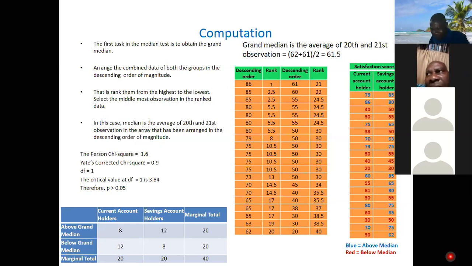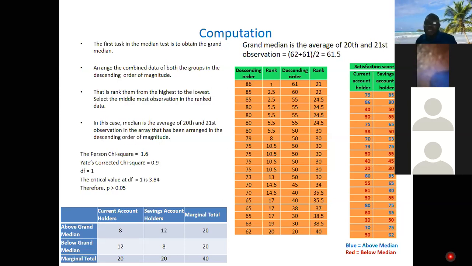Can we also use the Mann-Whitney U since it's independent? Yes, you can use Mann-Whitney U. In this class we are just trying to explore the different tests they use. And you're going to see that the Mann-Whitney U is more powerful than the median test. It's not an extension, because the logic is different.